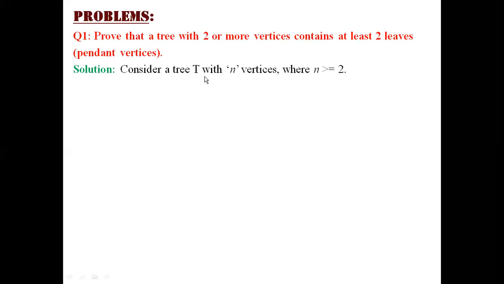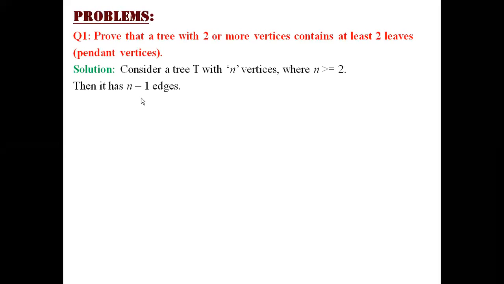Consider a tree T with n vertices where n is greater than or equal to 2. So we need to take a tree having n vertices, and since in the question it is mentioned that 2 or more vertices are there in the tree, we assume n is greater than or equal to 2.